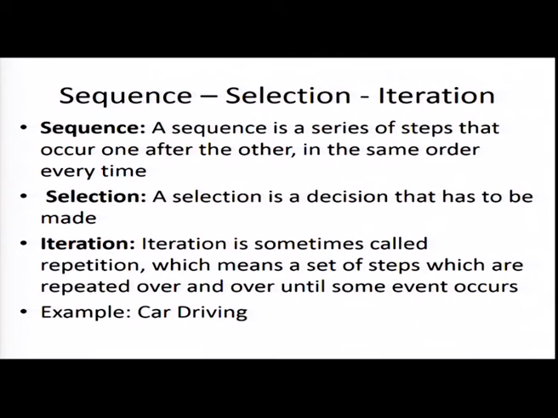Then the next one is called selection. Okay, fine. Now you are driving a car and listening to music, when suddenly you see a signal, and as you might know, in a traffic signal there will be three lights.